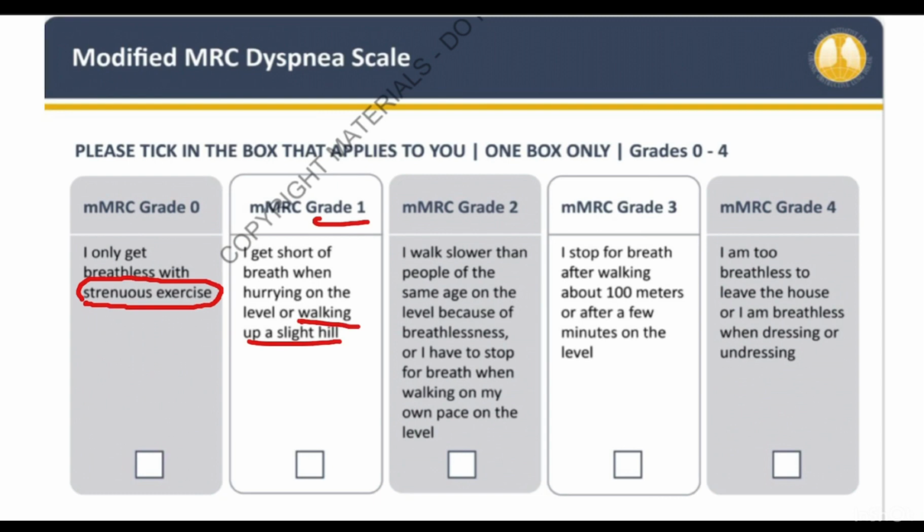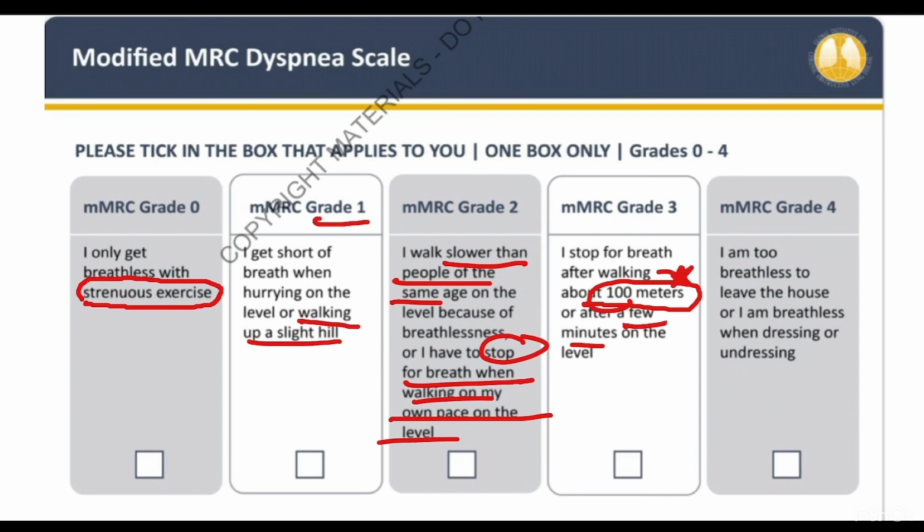mMRC grade 2 is dyspnea where the patient walks slower than people of the same age group, and he can stop for breath when walking at his own pace on the same level. So they walk slower than people of the same age. So this is grade 2. Then comes grade 3. Grade 3 is very simple: dyspnea on walking 100 meters, very important, or after a few minutes. Then comes grade 4, in which there is dyspnea even on dressing and undressing, or the patient is too breathless to leave the home.